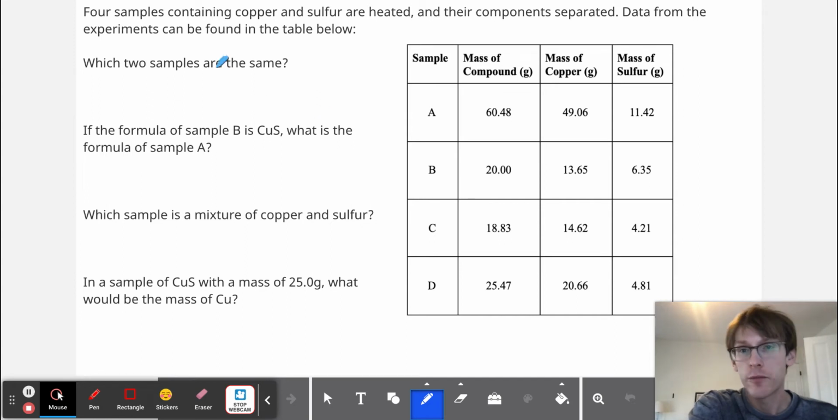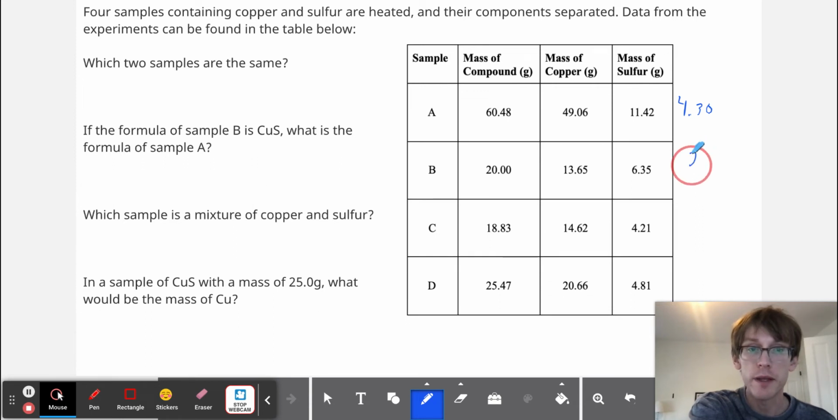As we're answering this question, which 2 samples are the same, what we need to do is first take, for all these samples, the ratio of the masses of copper to sulfur. To do that, you'll take the mass of copper and divide it by the mass of sulfur. So for A, it's 49.06 grams divided by 11.42 grams. And what we get is 4.30 grams of copper to every 1 gram of sulfur.